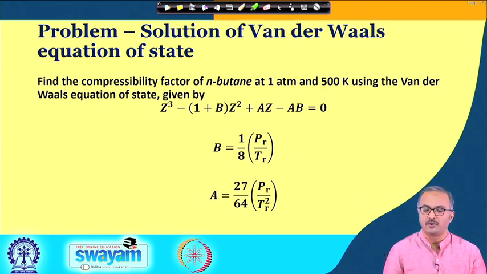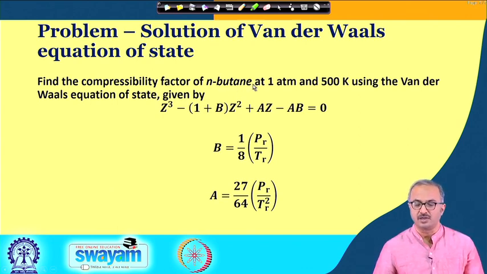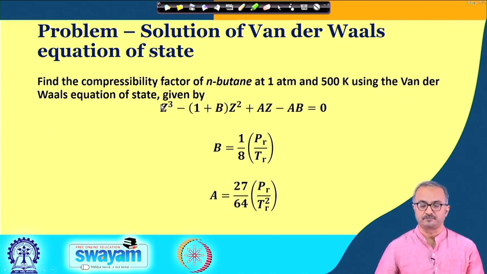So, for your understanding and for demonstration purpose, we have taken the van der Waals equation of state, but this is not restricted to this particular equation of state. Here we have to find out the compressibility factor for n-butane at 1 atmosphere and 500 K using the van der Waals equation of state.